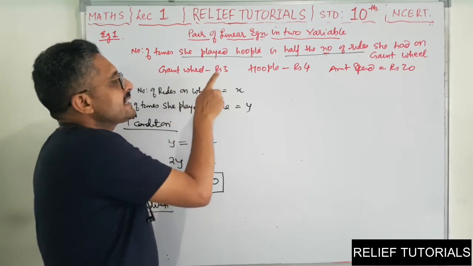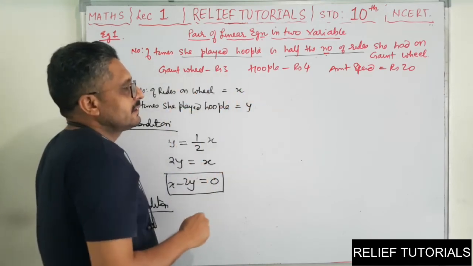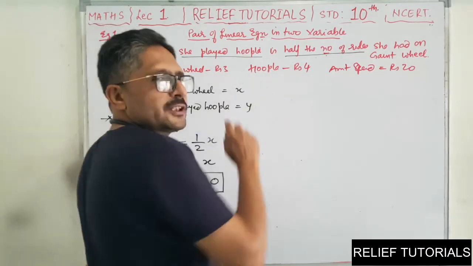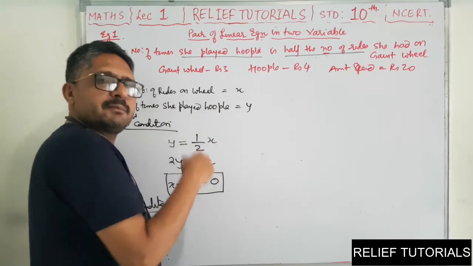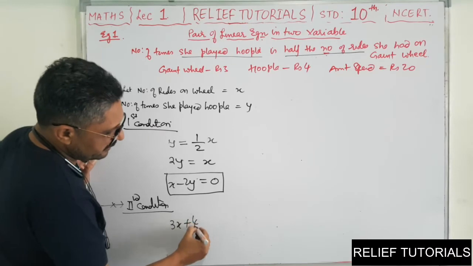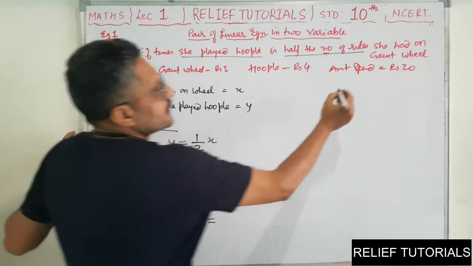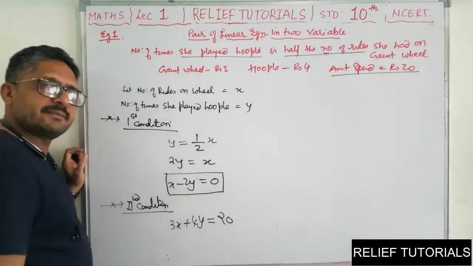For one ride it is 3 rupees, so for x rides how much? 3x. And for one game of hoopla she is paying 4 rupees. The number of times she played hoopla is y, so that will be 4y. So the second condition is 3x plus 4y, and the total amount spent is 20, so that should be equal to 20.